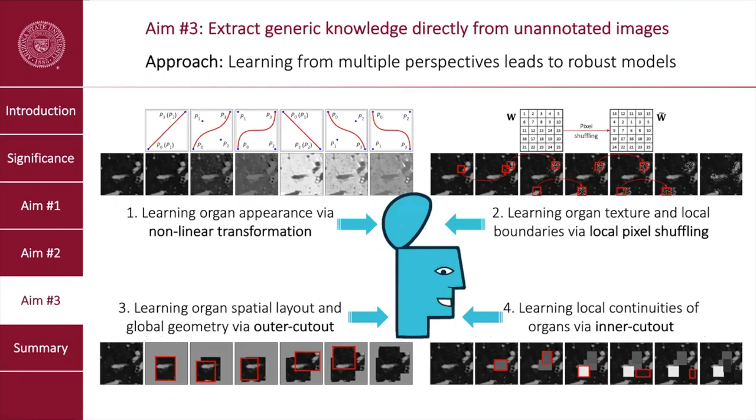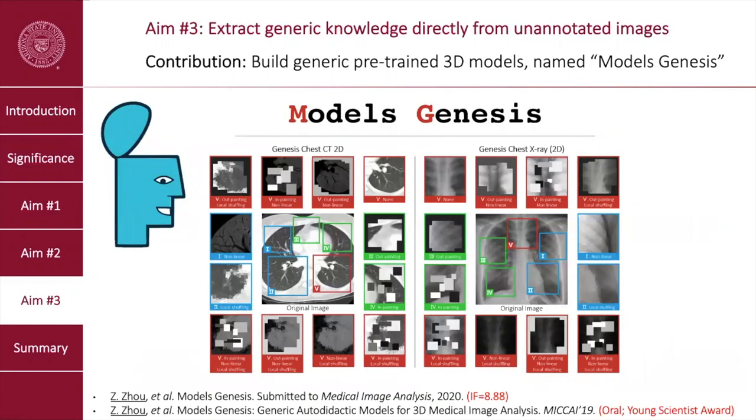Our study has shown that learning from these different perspectives can lead to a very robust pre-trained model. We have built the generic pre-trained 3D model. We call it Models Genesis, because those models are pre-trained, learning image representation directly from the images themselves without any human manual annotation. And these models can lead to powerful target models for medical imaging applications through transfer learning.